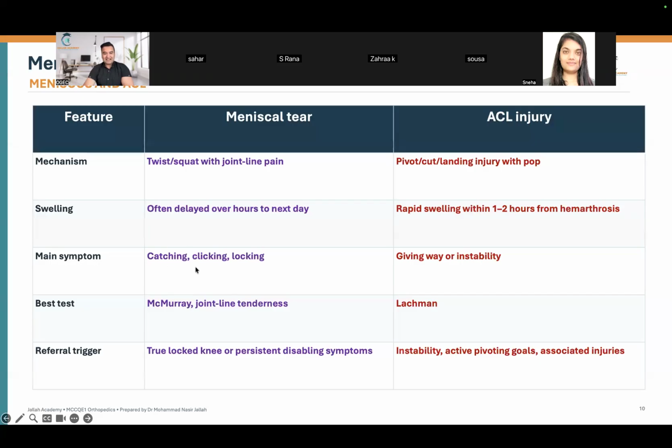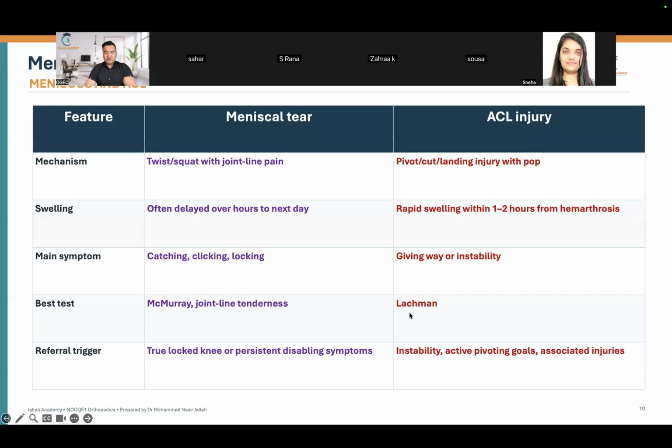Main symptoms: catching, which I mentioned before, clicking, locking. But with this one, the patient will feel that the knee is not stable. It is giving way, like when you walk, it gives way like this. Best test, McMurray test. Again, as I told you, you move your right hand and left hand in opposite directions, but at the same time, you have to do full flexion and extension of the leg.